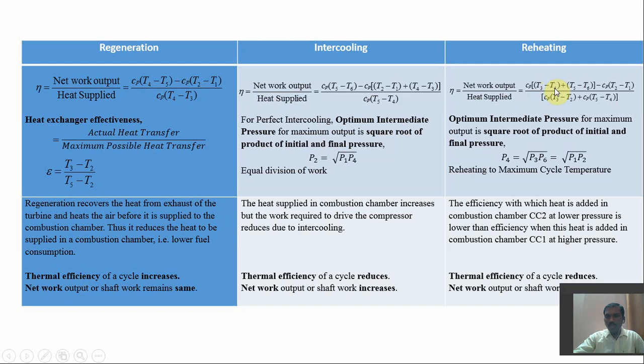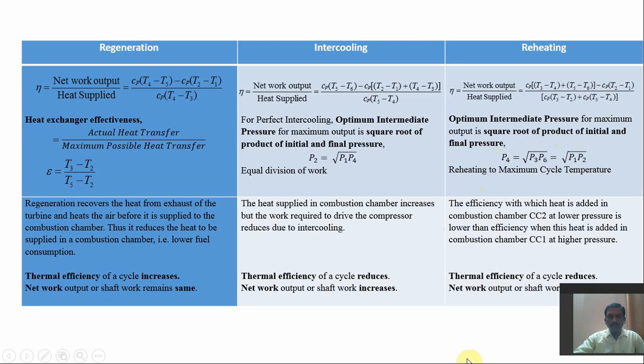If you come to reheating, you have output from two turbines, a high pressure turbine and a low pressure turbine. A single compressor is driving the cycle, and heat is to be added twice. So you have got a rise in the work. That is why net work output increases, and similar to intercooling, the thermal efficiency of the cycle reduces.